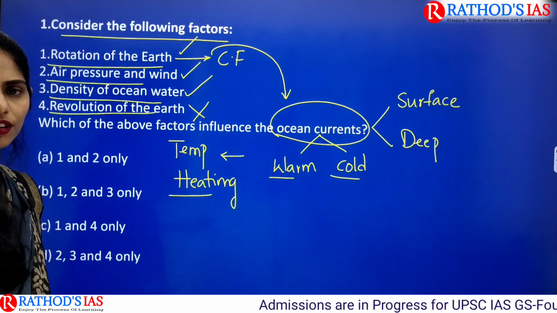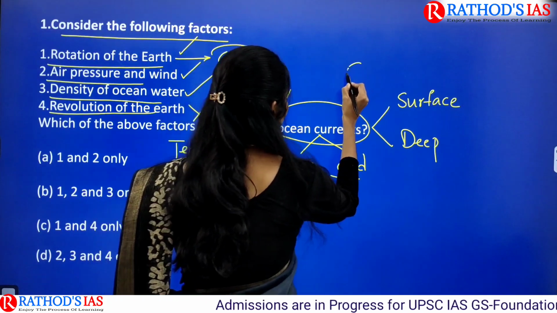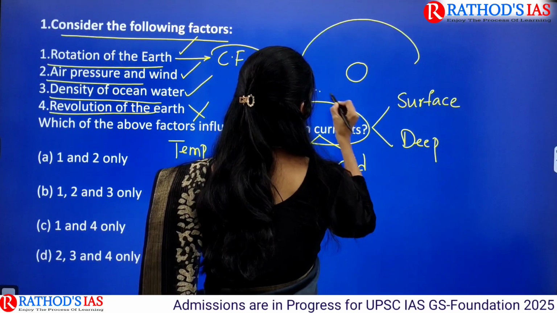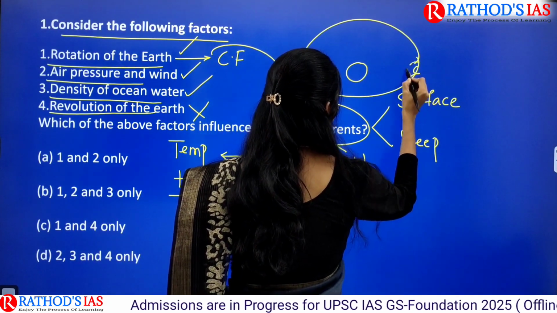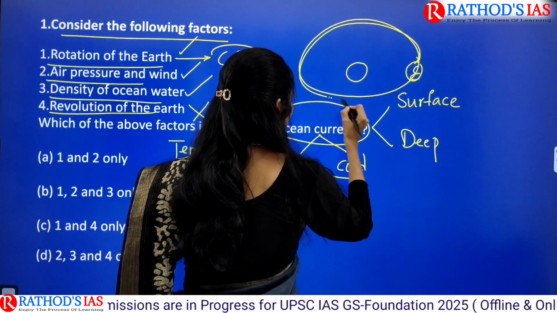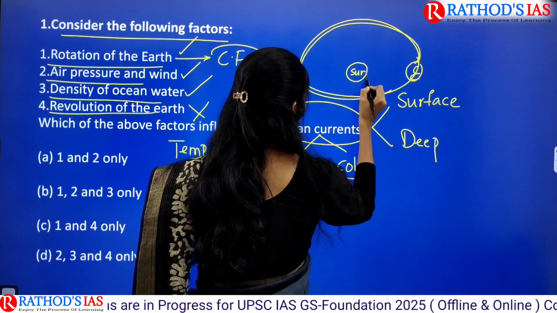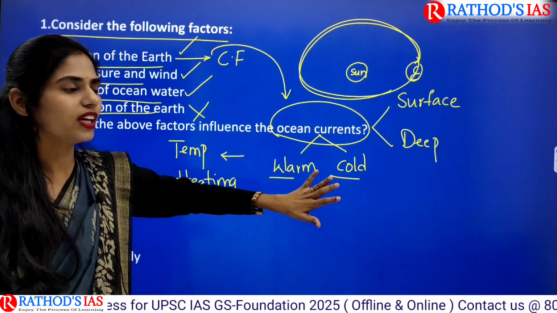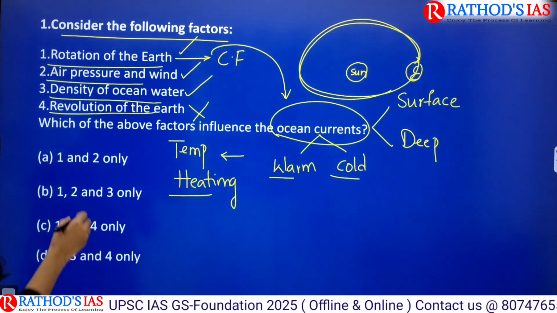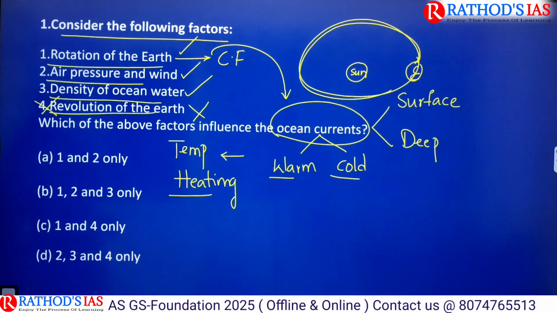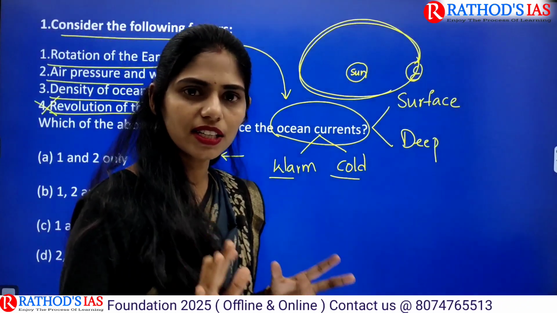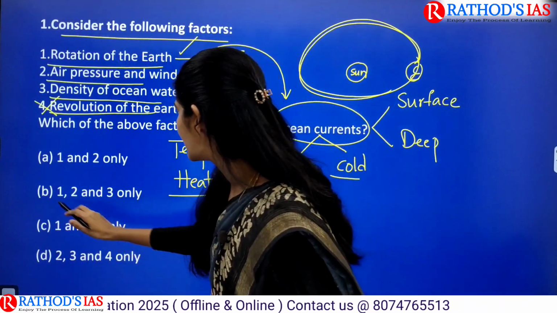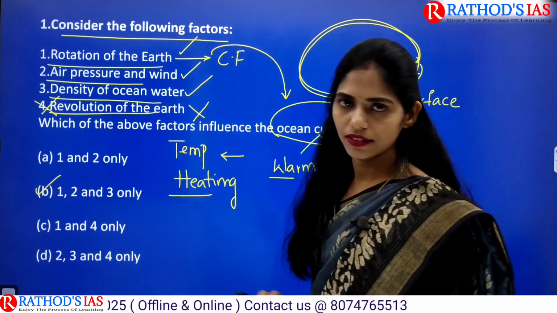What is the meaning of revolution? Earth is moving around the sun. So this is earth, moving around the sun. This motion is called revolution. This revolution has no influence on oceanic currents. So we can eliminate the fourth statement. So which is the correct answer now? The correct answer is B, 1, 2 and 3.